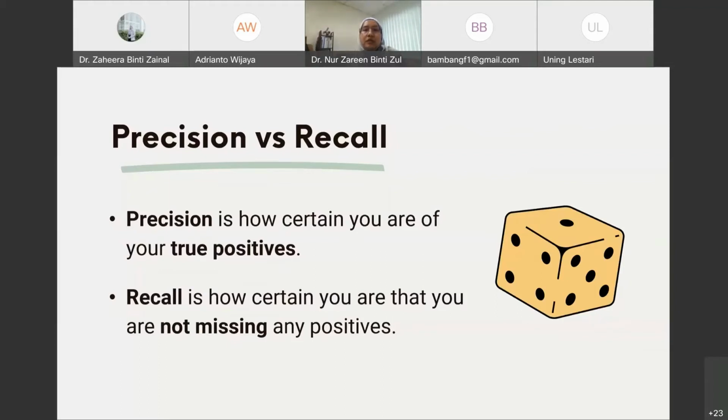So 2 different scenarios. If you want it to be correct, you want to get only the positives, you don't want false positives, then you would go for precision. But if you don't want to miss any positive, and you don't mind that it's a false positive, then you would go for recall. Okay, so maybe it would be better if we look at an example.